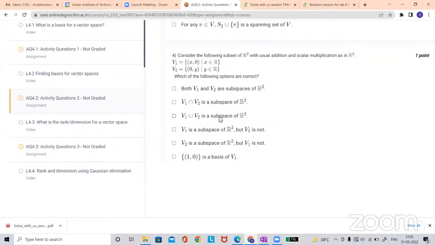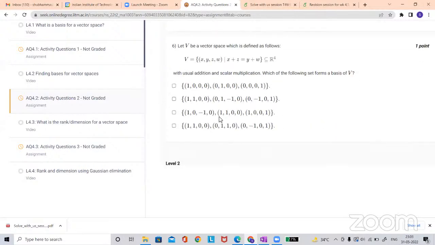But the intersection one is always true because it is the common one. And I think the union is possible when v2 or v1 is a subset of the other, like v2 is a subset of v1, or v1 is a subset of v2. Then it is possible that the union of both will be a subspace of R. Yes, that's it. Thank you so much, sir, for clarifying this.